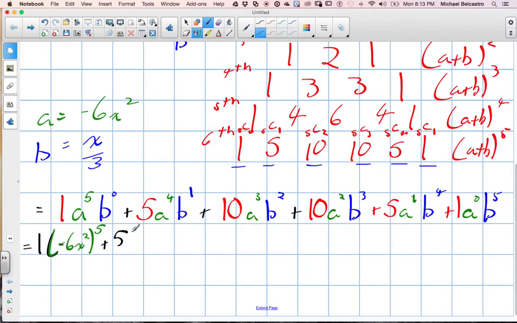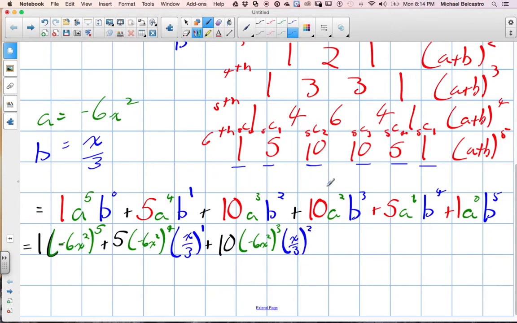Next one's going to be 5 times, again, negative 6x squared, but this time to the power of 4, and our b term to the power of 1, times x over 3 to the power of 1. And we're going to continue that pattern. So plus 10 times negative 6x squared to the power of 3. Even though it has an exponent on the inside, that just replaces the a term. Our exponent on the outside still is important, so we always have to make sure we have that. Our b term here is just x over 3 to the exponent of 2.